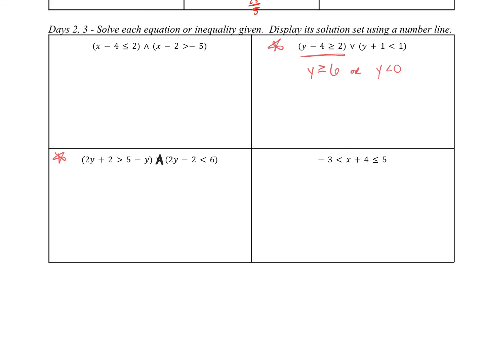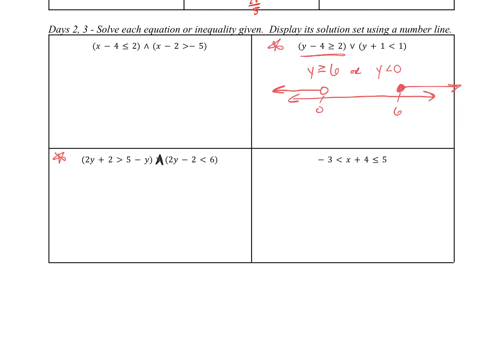If I were to write this out in interval notation, well, actually, let me graph it first, and then we'll write it in interval notation. That's sometimes easier. So here's my number line. I've got to have 0 on my number line. I've got to have 6 on my number line. I've got y is greater than or equal to 6, so these values, or y is less than 0, so these values. So a lot of values satisfy this disjunction.